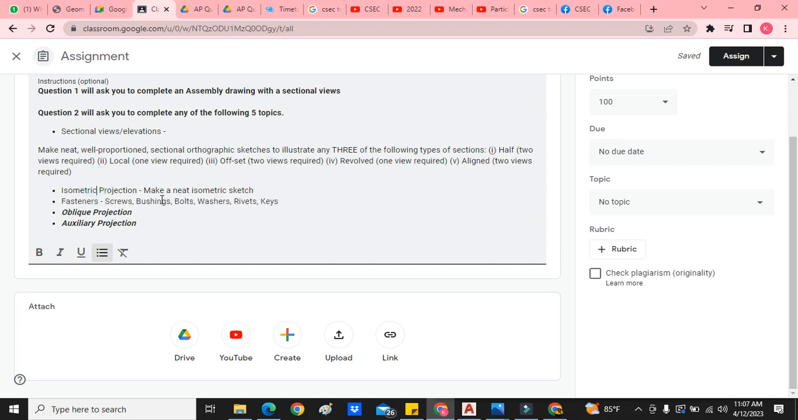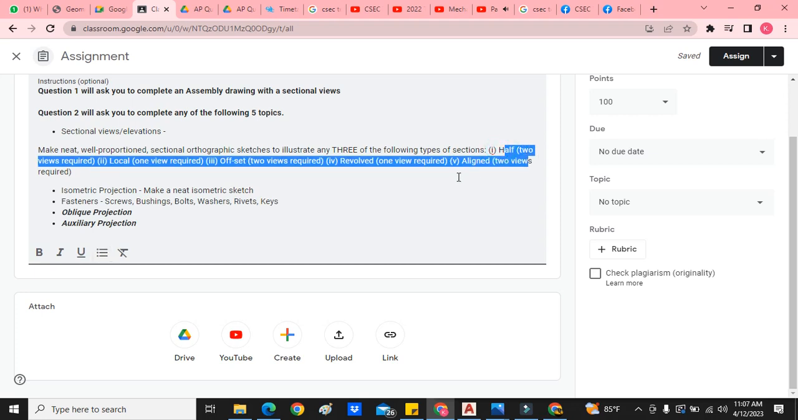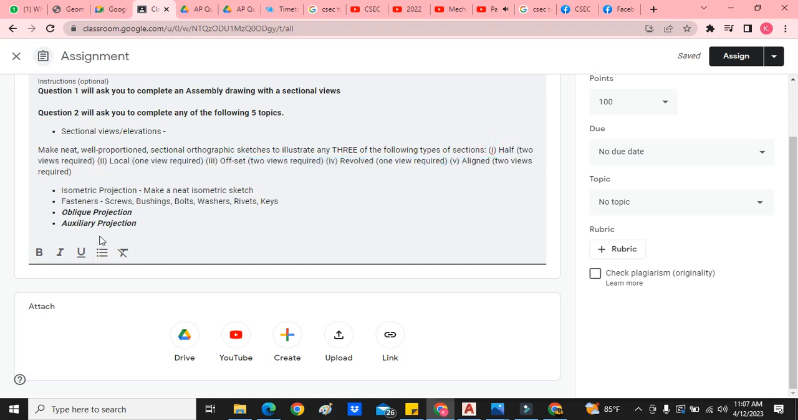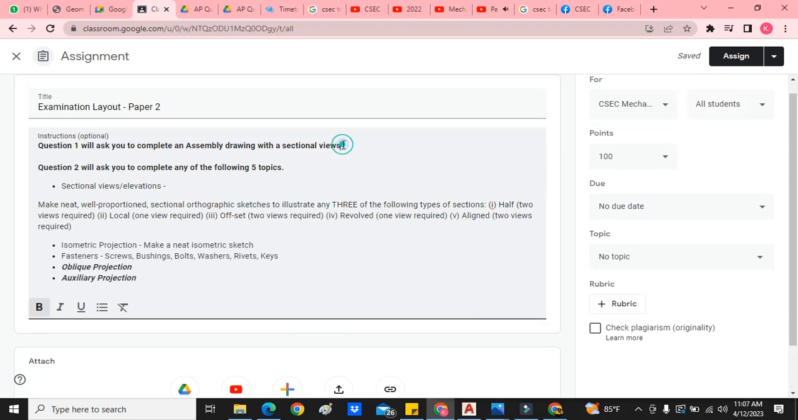Isometric projection is less likely to come. I don't really see them bringing isometric, but everybody knows how to do isometric drawing, right? With an ellipse, etc. It can help you to take a look at the sectional views to actually identify what they look like. But as I said, the main ones are auxiliary and oblique. Auxiliary and oblique.